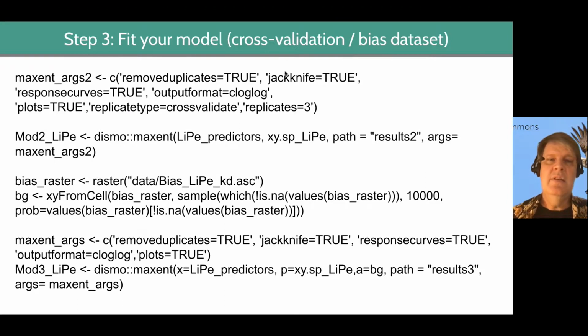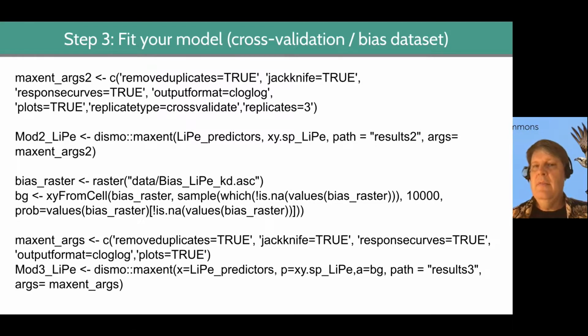And I won't go into all of these, but essentially the replicate type is cross-validate, and we're going to do 3 replicates. So that's essentially equivalent to doing a 3-fold cross-validation. We're going to break our data up into 3 groups and run this model again. We're going to put the results in a different folder, and you'll notice there's 3 groups of results, 0, 1, and 2, produced in this folder. And you can see how different the results are with different data given to inform them.